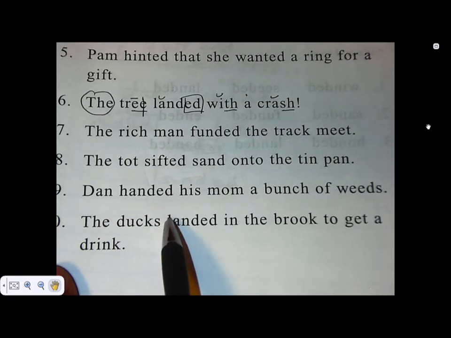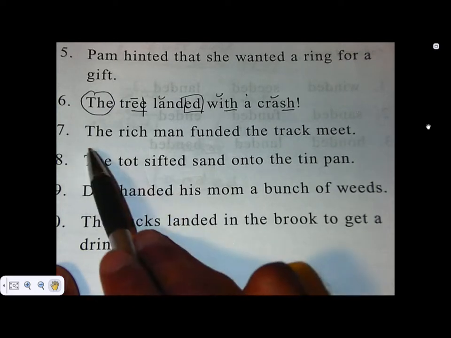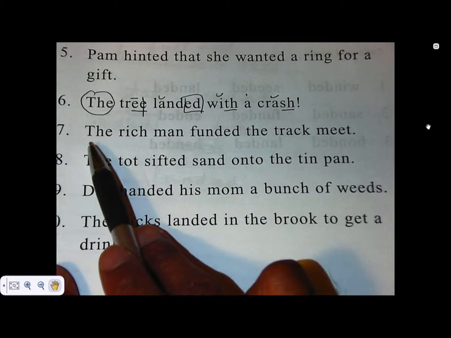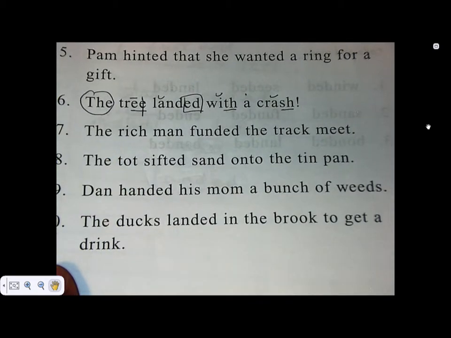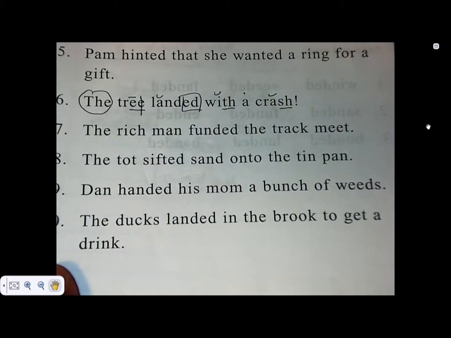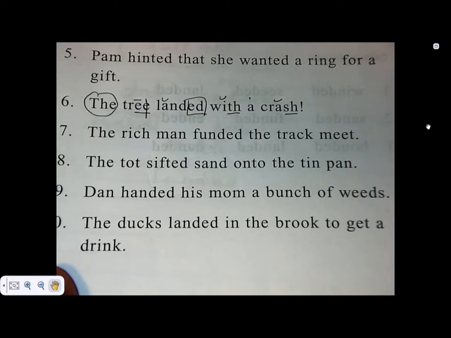Okay? I want you to do number 7. Take the time to code number 7 for me, please. I will give you a minute to code it and tell yourself how to say the words. Take a minute and do that.